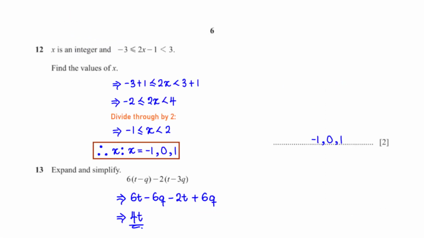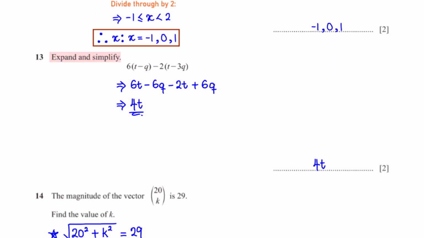x is an integer and 2x minus 1 is greater than or equal to -3 and less than 3. Find the values of x. Let's add 1 to both sides of the inequality. -3 plus 1 is -2 and 3 plus 1 is 4. When we divide through the inequality by 2, we have x is greater than or equal to -1 and less than 2. We've been told in the question that x is an integer, and so the integers in the range we have found are -1, 0 and 1.